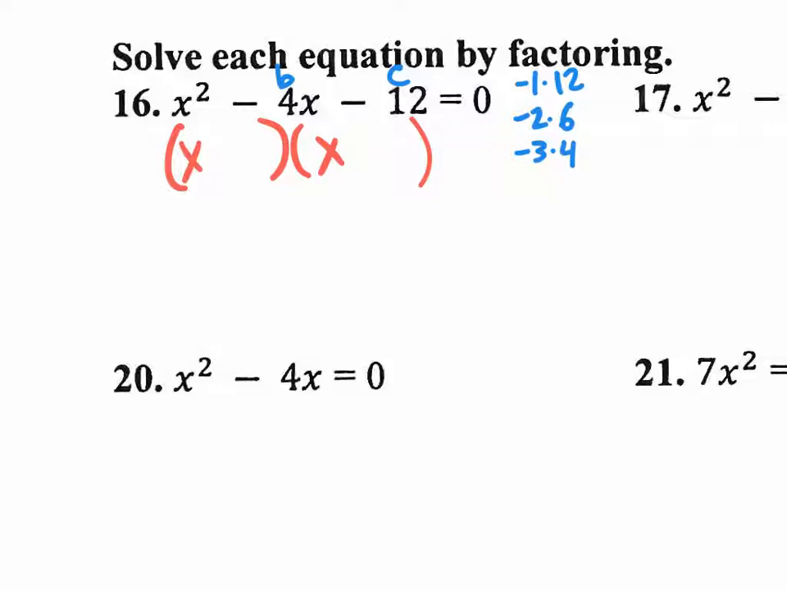So once you have your list, just start combining. What's 12 minus 1? That's 11. That b value is not 11. When you combine 6 and 2, that's 4. That b value is 4, right? So this is the pair of numbers we want.